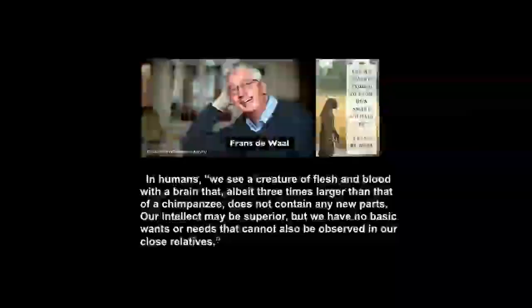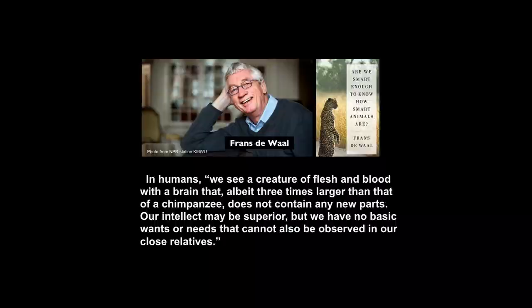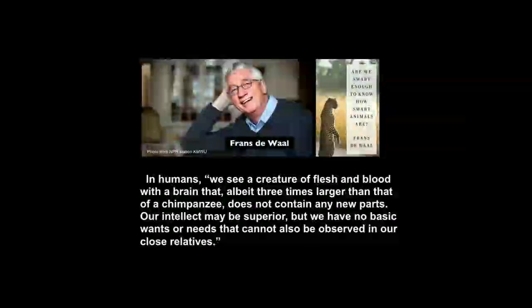We see a creature in humans of flesh and blood with a brain that, albeit 3 times larger than a chimp's, doesn't contain any new parts. Our intellect might be superior, but we have no basic needs or wants that cannot also be observed in our close relatives. We are, in fact, no big deal. And that is what Marilynne Robinson was reacting to when she warned about the danger of Darwinism. Is there a way to accept evolution and still think that human beings are special?